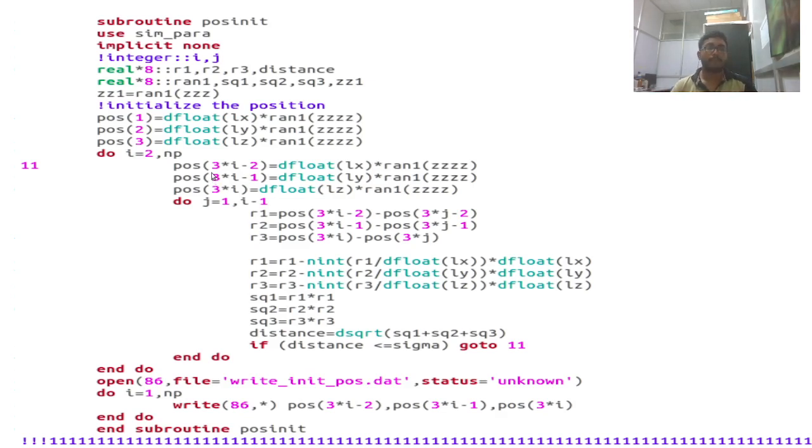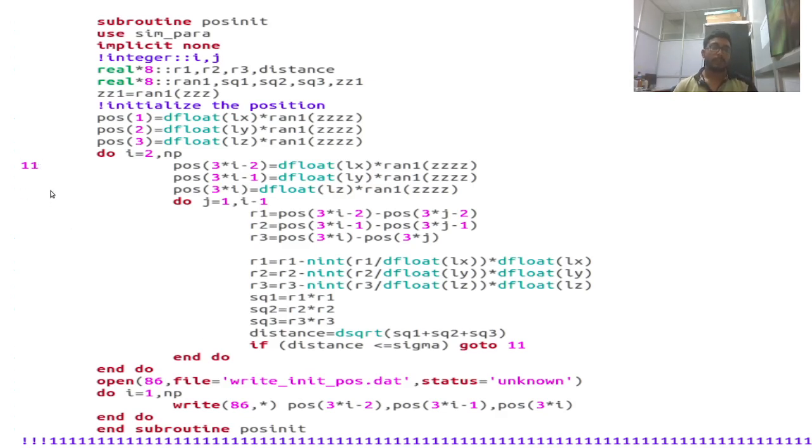So basically for i equals 2 to np, we again take the position array elements. Then we calculate the difference between each of the components for each particle in the different directions, and then we redefine those r1, r2, r3 in this way. Then we find the distance between those two particles, and if it is less than or equal to sigma, then we go to this 11.